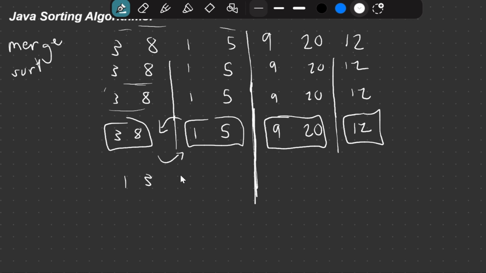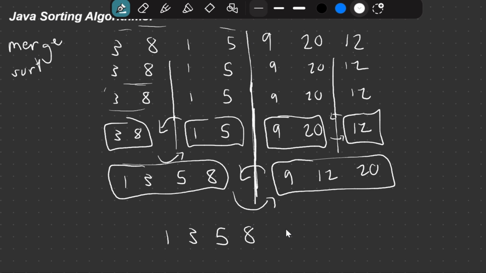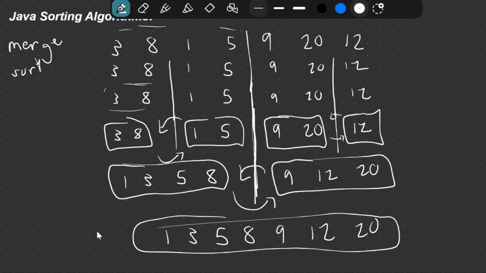So then this will become 1, 3, 5, 8. And then on this half, we have to merge these two halves together, so it becomes 9, 12, 20. And then finally, we're going to merge these two big halves together to become 1, 3, 5, 8, 9, 12, 20. So that is merge sort done. And similar to quick sort, the big O notation is once again n log n.